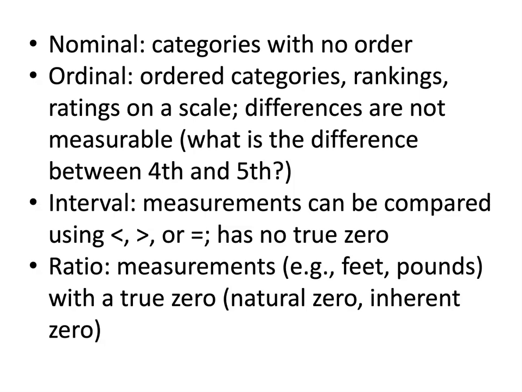Interval, that means measurements can be compared using less than, greater than, or equals. It also has no true zero, which we'll talk about in a little bit. Ratio, these are measurements, in other words, feet or pounds with a true zero. That is a natural zero or an inherent zero. That's a zero where zero means nothing.